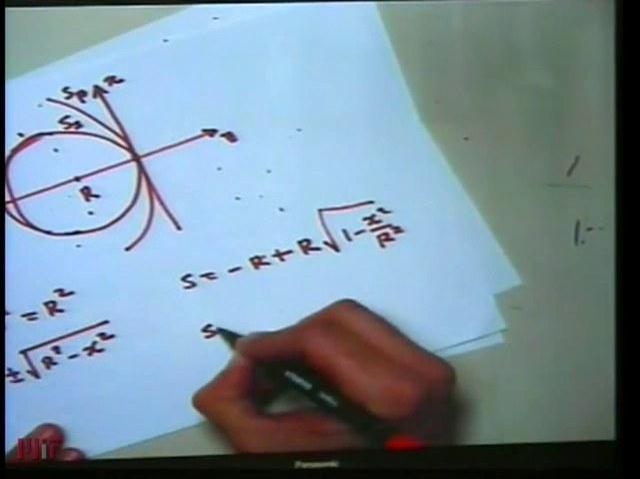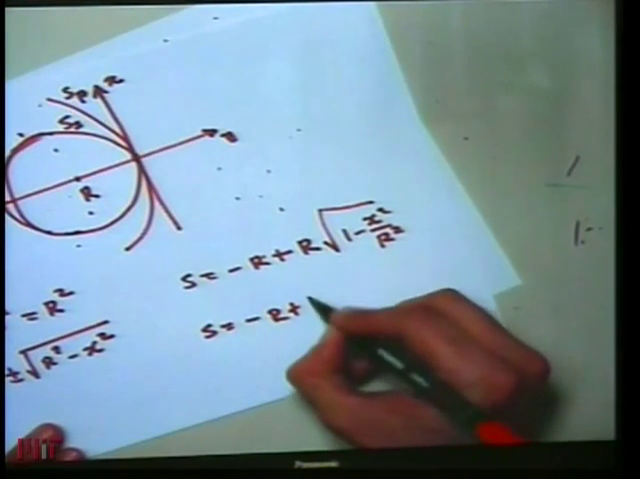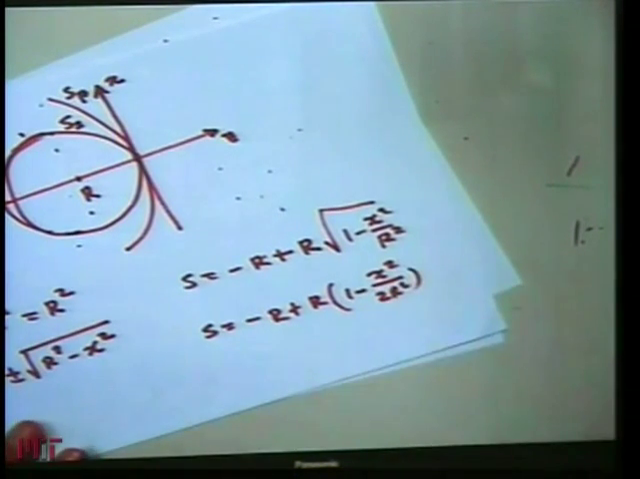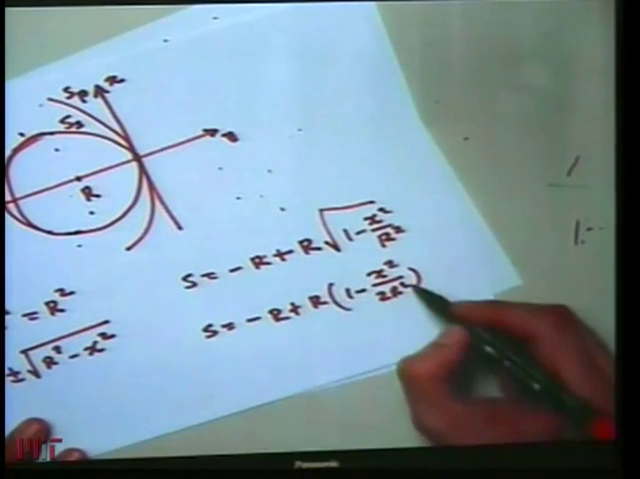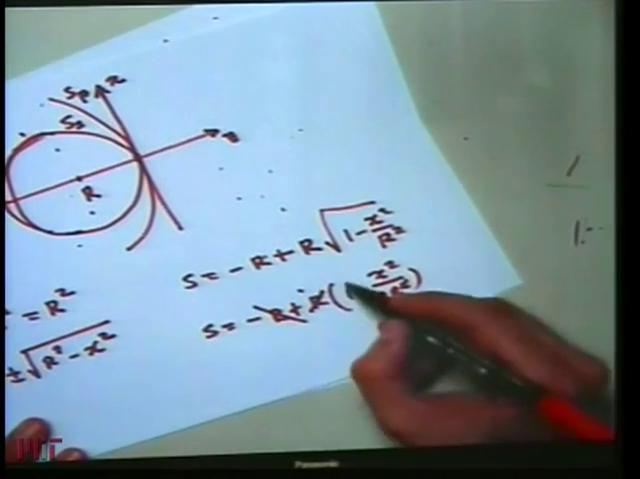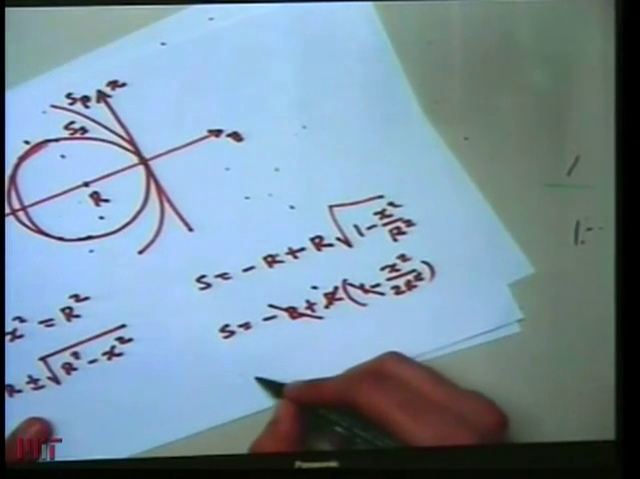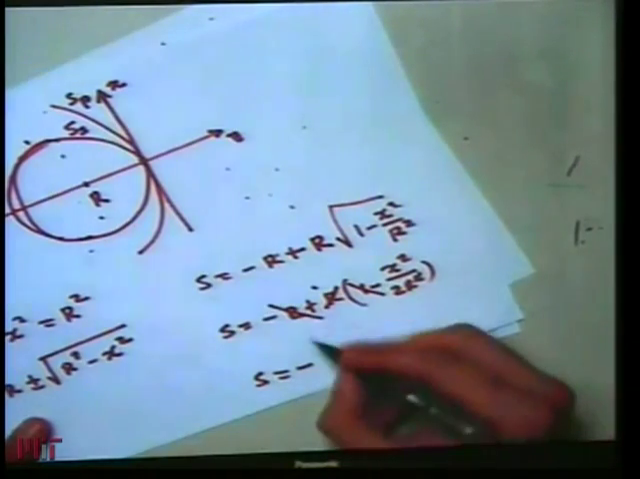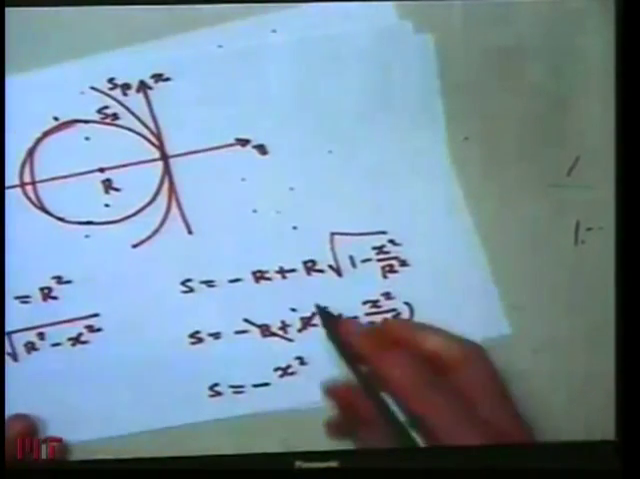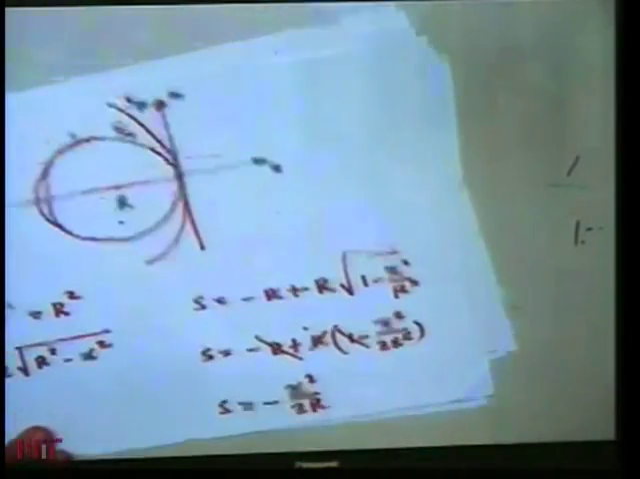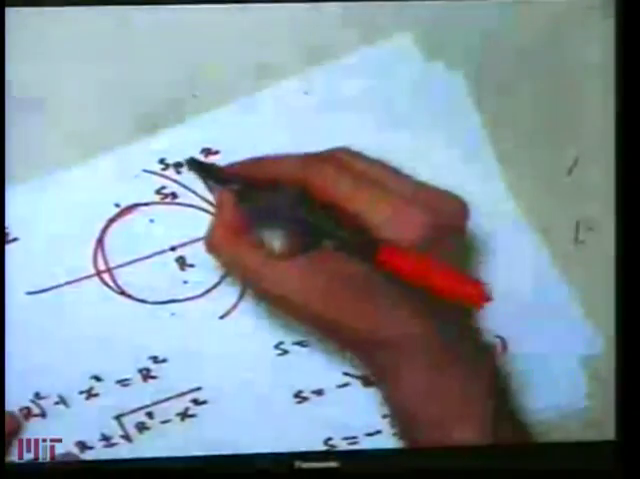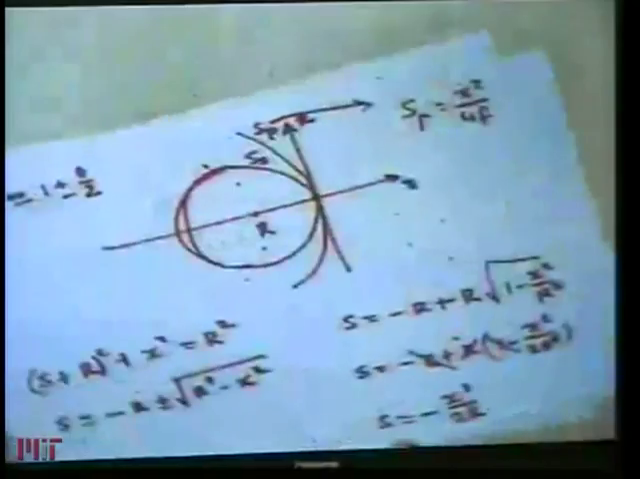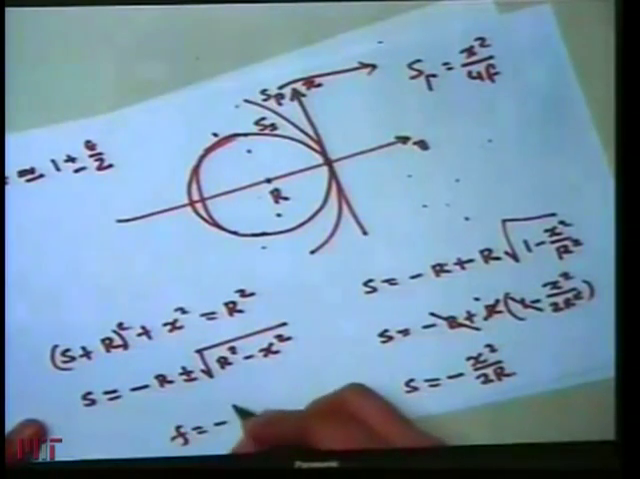And this means that S equals minus R plus R times 1 minus x squared over 2R squared. If you do it carefully here, you see that this kills the square, this kills this, and you end up with S equals minus x squared over 2R. And what this means now is if you compare with the equation of the ideal parabola, which was x squared over 4f, it means that f equals minus R over 2.